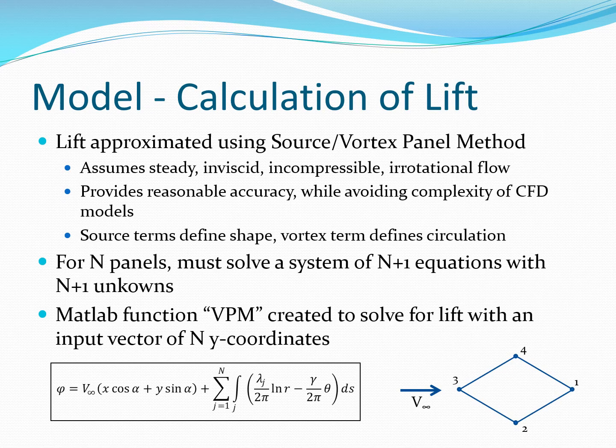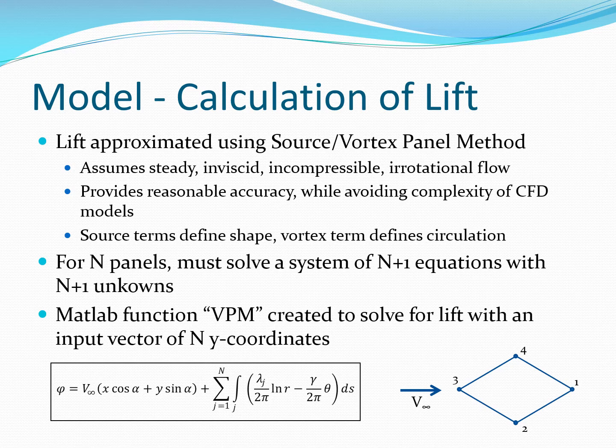Vortex panel methods make the steady, inviscid, incompressible, and irrotational flow assumptions to simplify the Navier-Stokes equations, and typically provide reasonable accuracy while avoiding complexity of full CFD models. In this case, I used a combined source vortex panel method, which uses sources and sinks to define the shape of an object, and a vortex term to define circulation, which leads to lift. This requires n+1 equations with n+1 unknowns be solved for an object constructed of n panels.